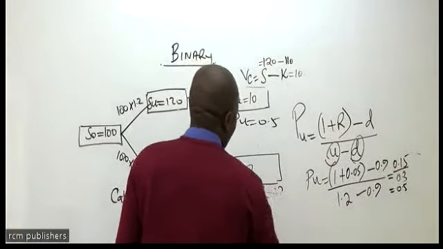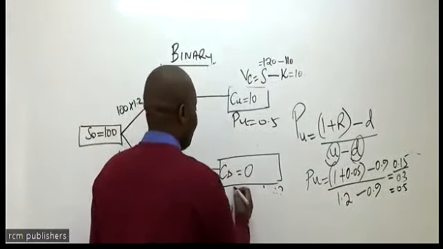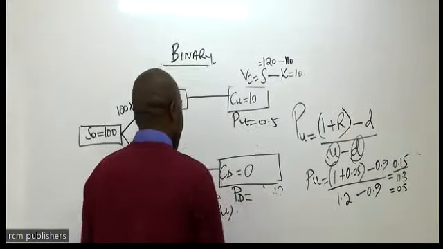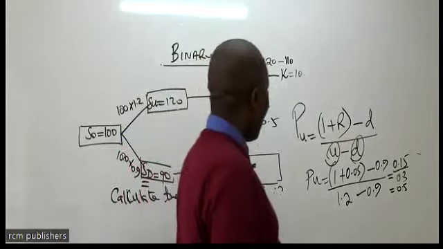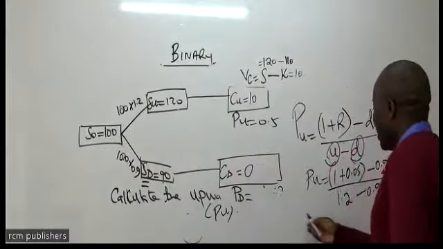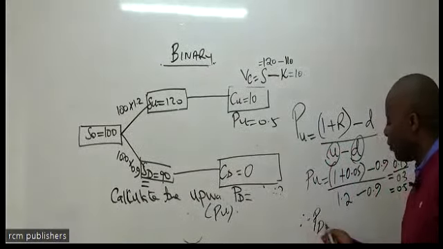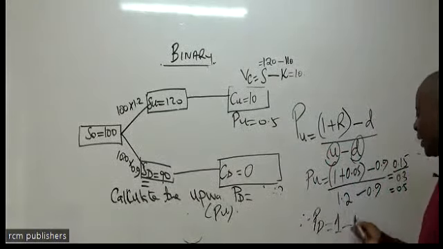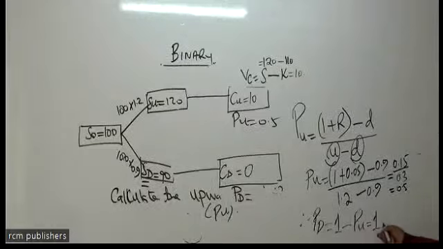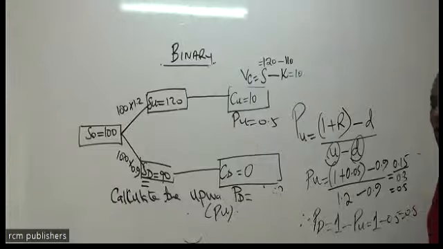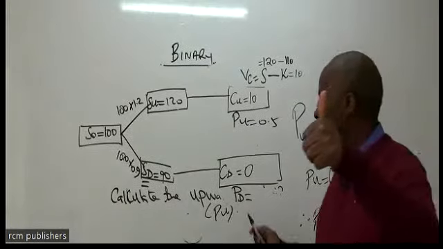Then what do you think in this case will be the probability of down? Therefore, probability of down will be equal to 1 minus probability of up, which is 1 minus 0.5. So the probability of down will be 0.5.